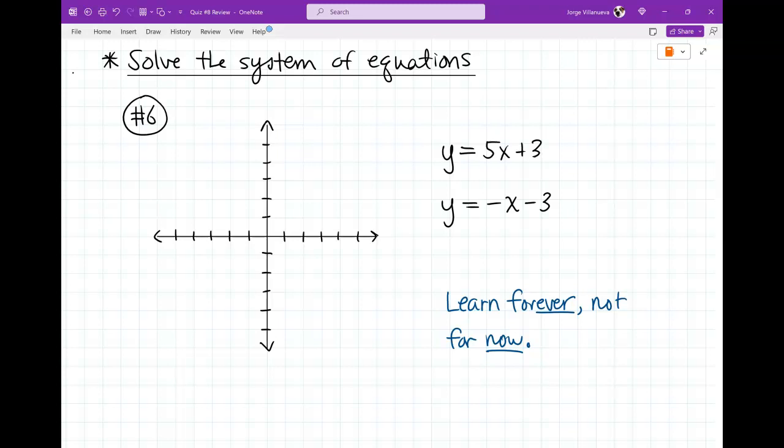So, let's graph the top one. I'm going to put a little red dot on it so you guys know that the red dot is going to be the top equation. The green dot will be the bottom equation. Okay? So, red dot. I'm supposed to start at positive 3 on the y-axis. I'm going to put a red dot right here. And then what am I supposed to do from that red dot, that 3? Go up 5 and 1 over, right? 5 over 1. But what's the problem? There's not enough space. All right, so I'm supposed to do the opposite, right?